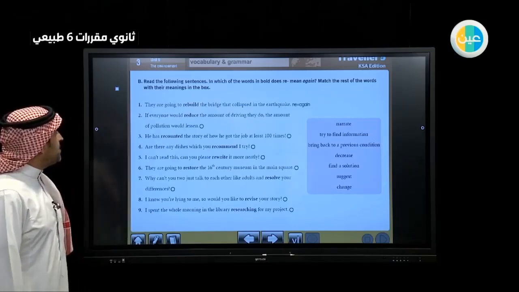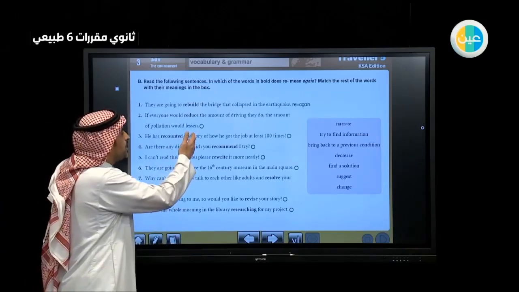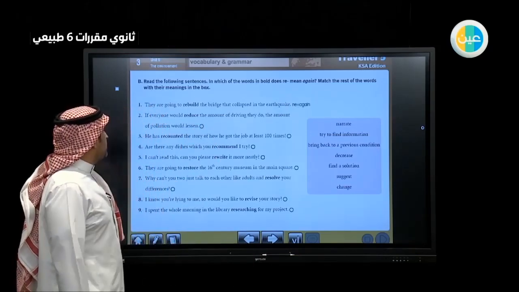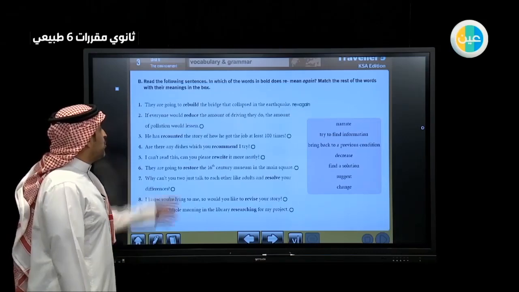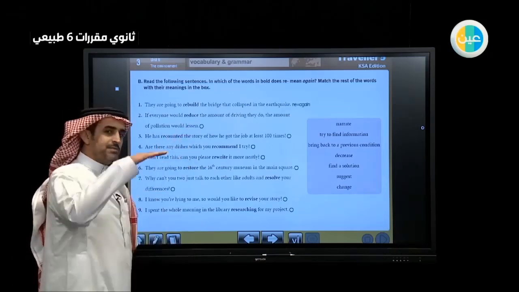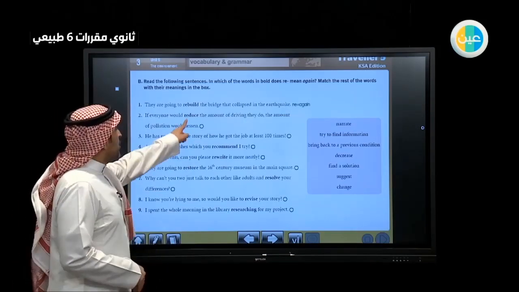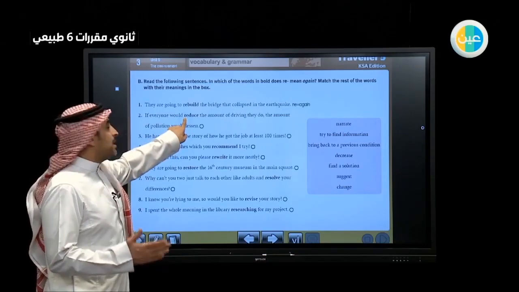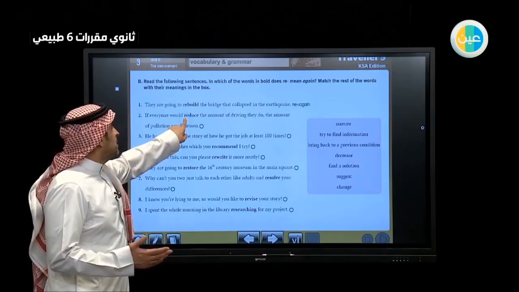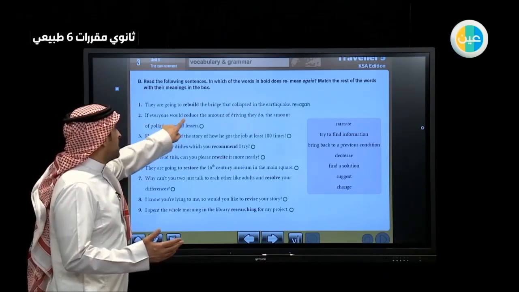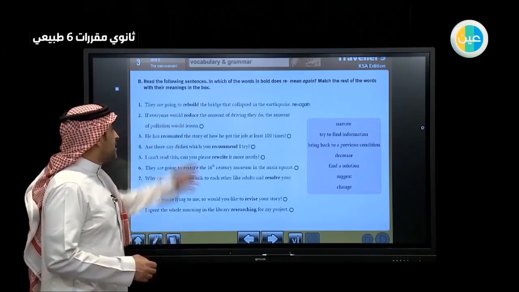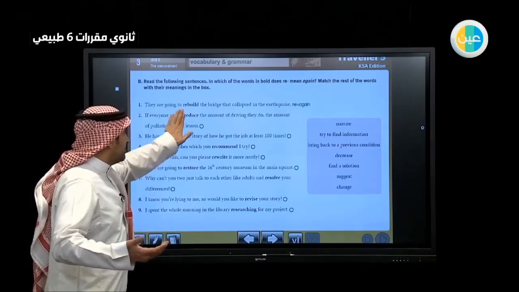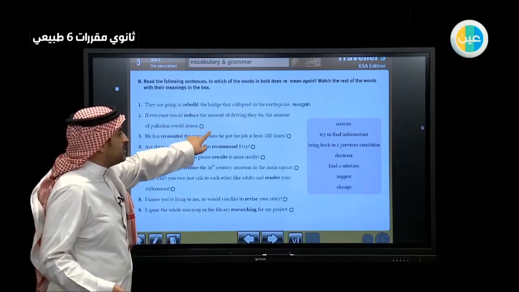Number 2: if everyone will reduce the amount of driving they do, the amount of pollution would lessen. Lessen means decrease. So in reduce, is re a part of the word? Yes, it's a part of the word. It's not a prefix. So reduce doesn't mean duce again. It means decrease.